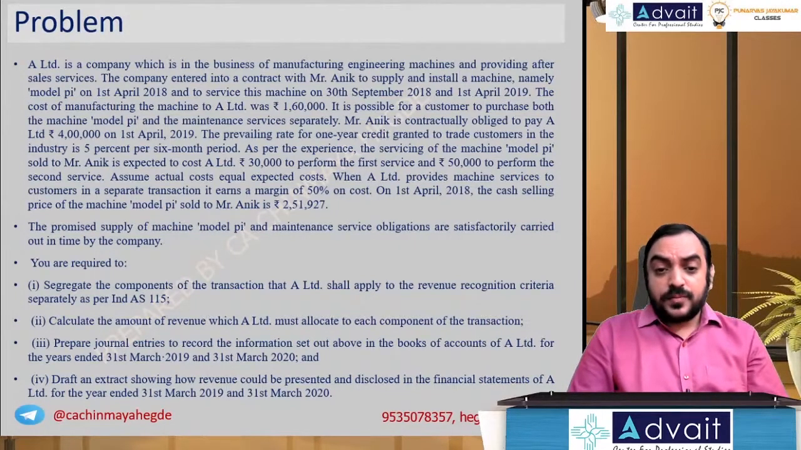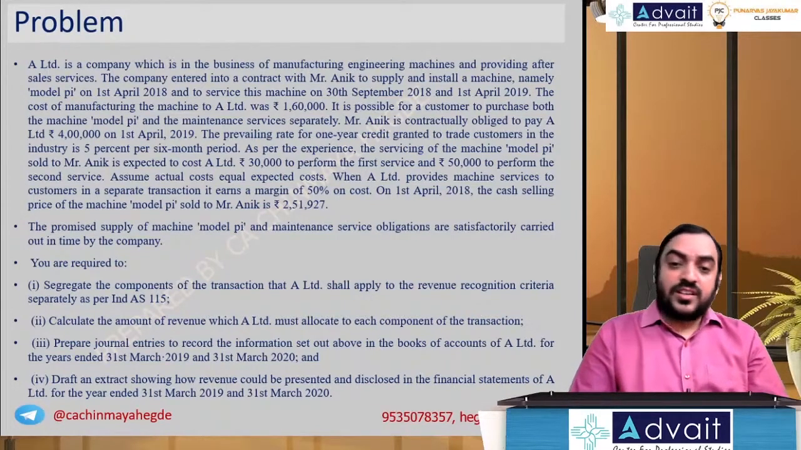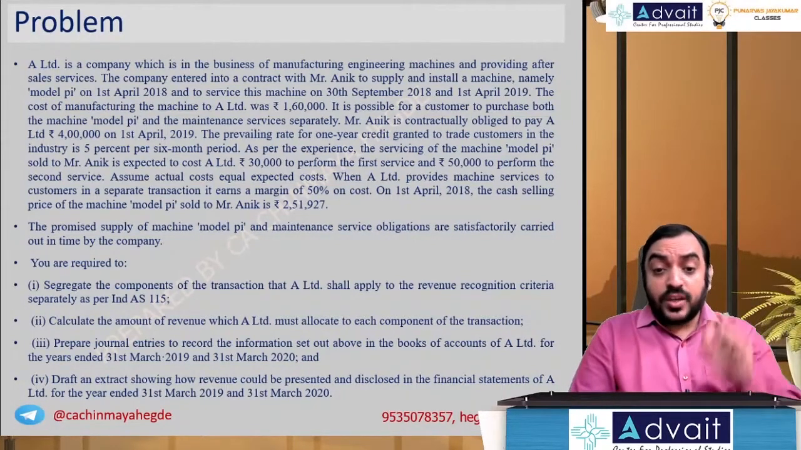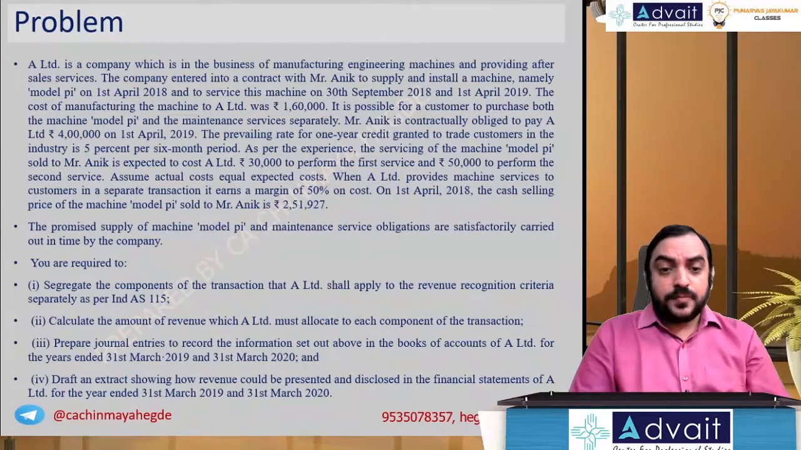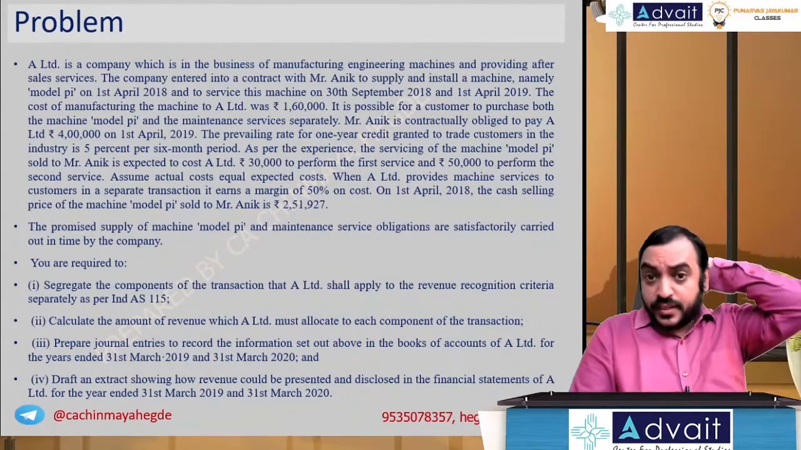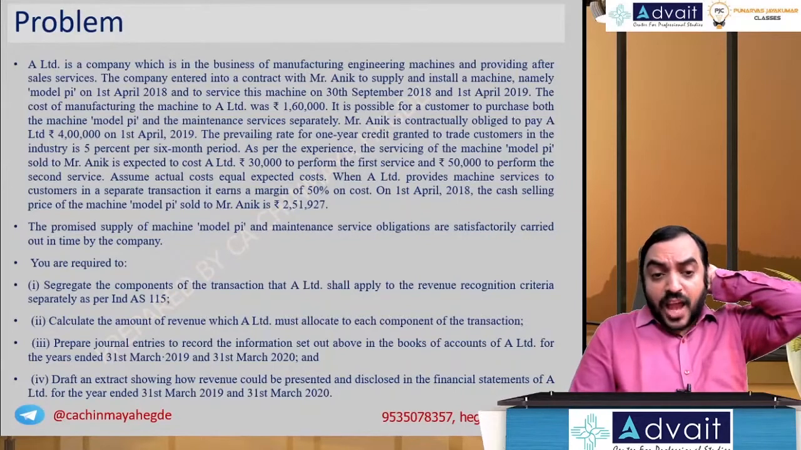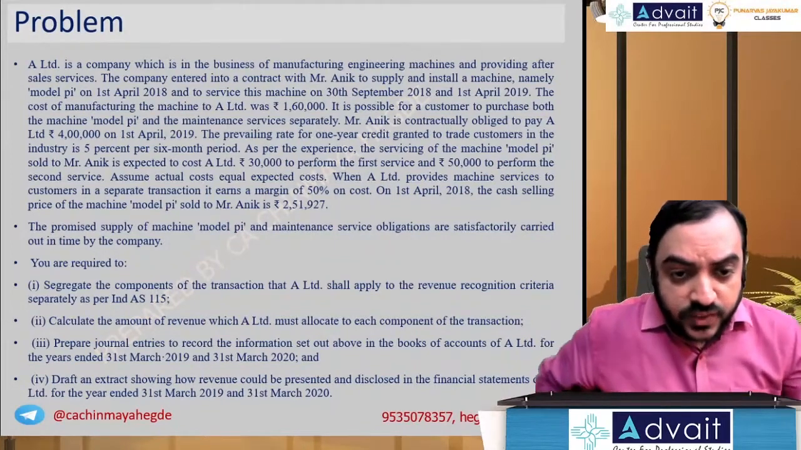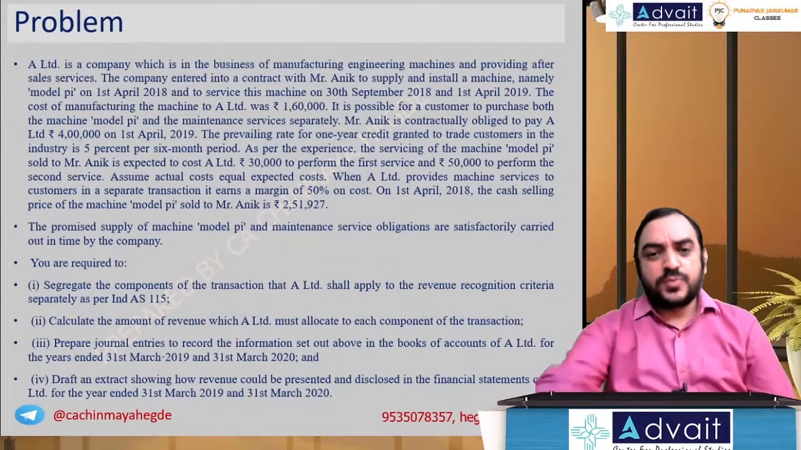Segregate the components of the transaction of A Limited that shall apply to revenue recognition criteria separately as per Ind AS 115. Calculate the amount of revenue A Limited must allocate to each component of transaction. Prepare the journal entries to record the information set above in the books of A Limited for the year 31st March 19 and 20. Draft an extract showing how revenue could be presented and disclosed in the financial statements of A Limited for the year ended March 20. Okay, fourth part of the question is more of a theory question.